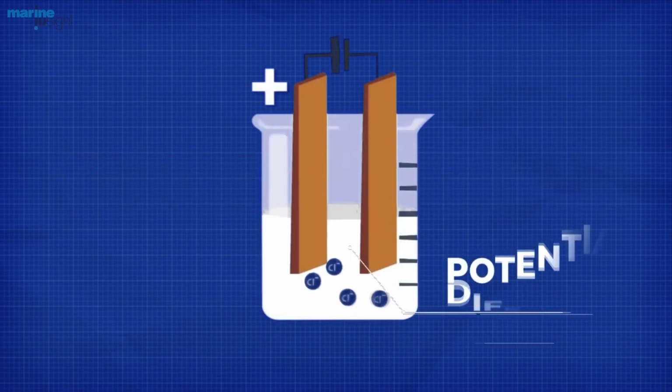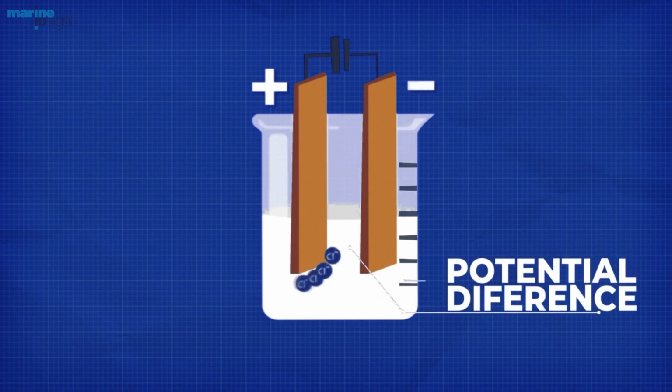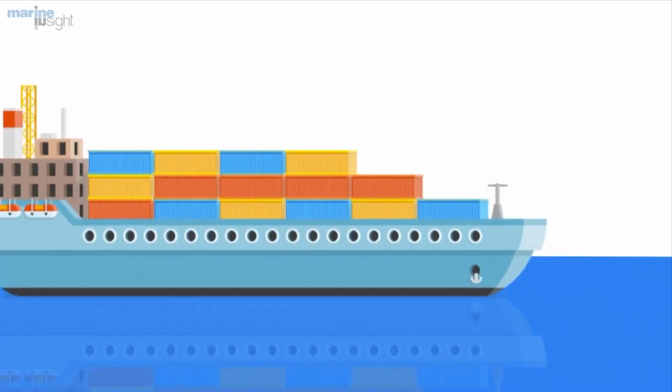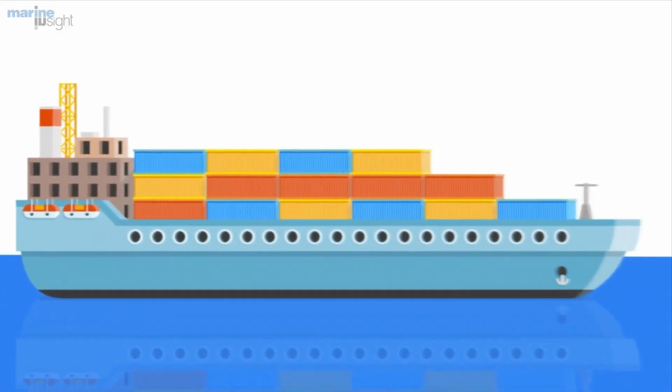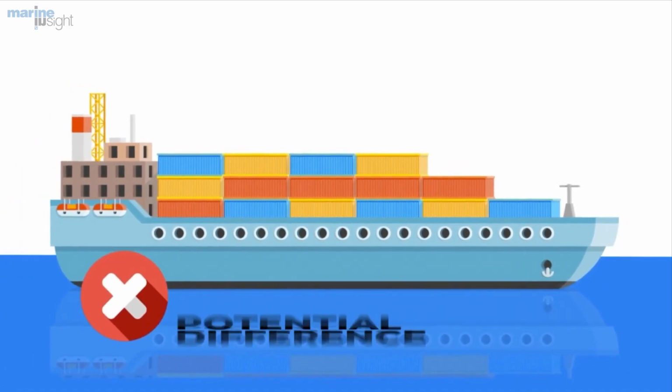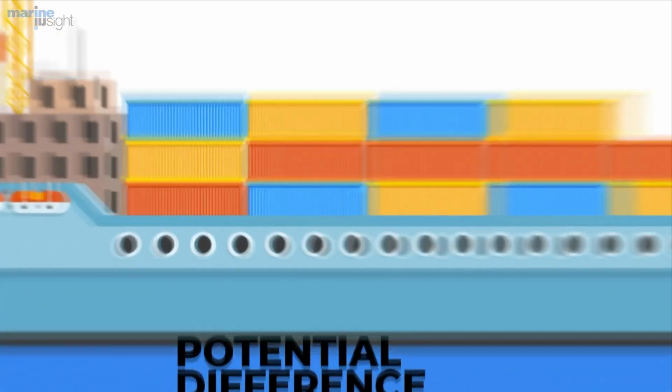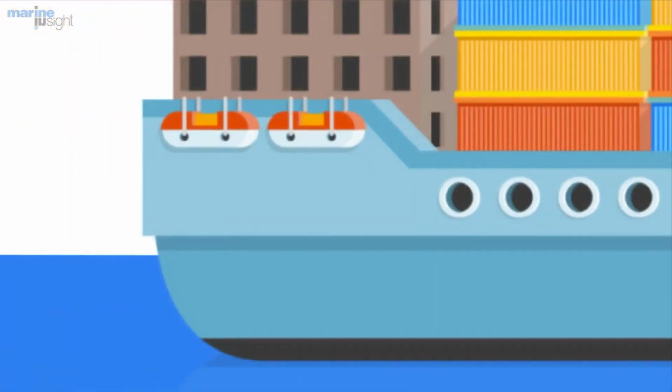We now know from the galvanic cell and the sacrificial anodes that a potential difference between two electrodes is required for corrosion current to occur. This corrosion current dissolves the anode in the electrolyte. But in the absence of a potential difference within the ship's hull, the corrosion current will be at a minimum. This is what the ICCP, or the impressed current cathodic protection, does.